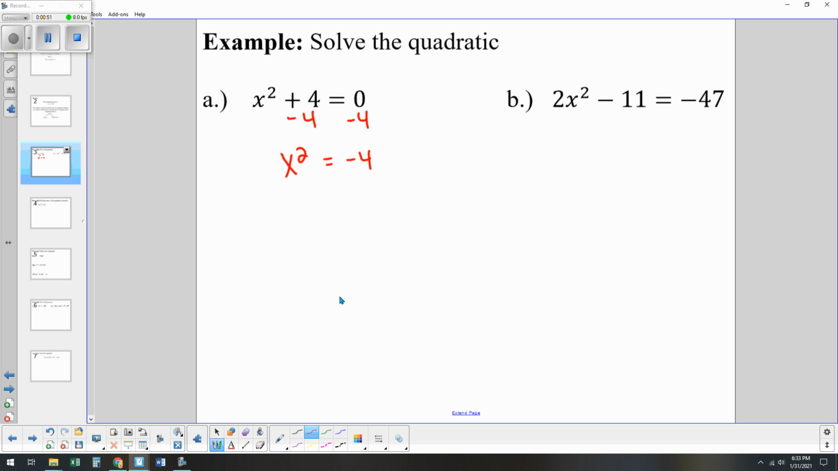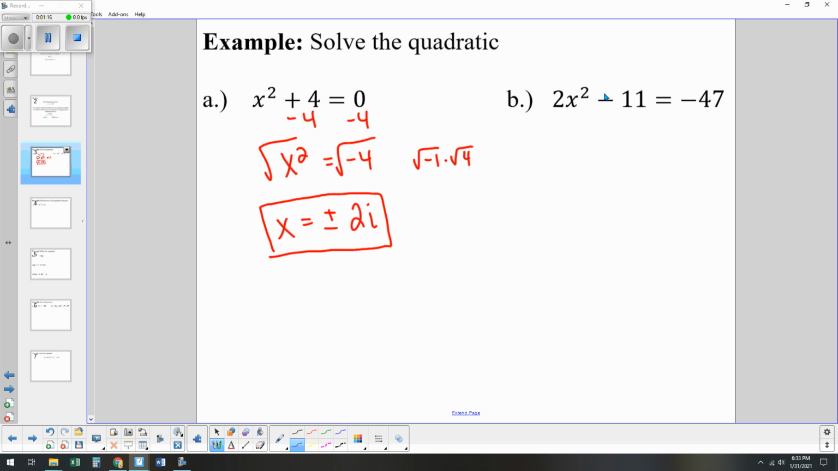And now I would take the square root of both sides. If you recall, anytime we took the square root of x squared, we got plus or minus. So we're going to continue to do that now. The square root of -4, remember, is the square root of -1 times the square root of 4. So that's an i, and that's a 2. So that's plus or minus 2i.